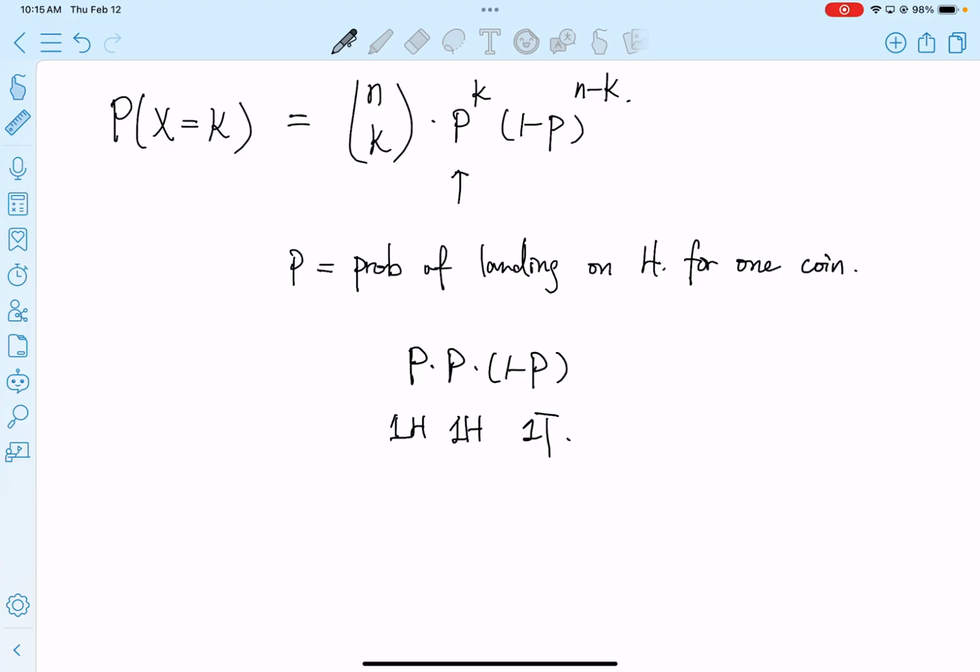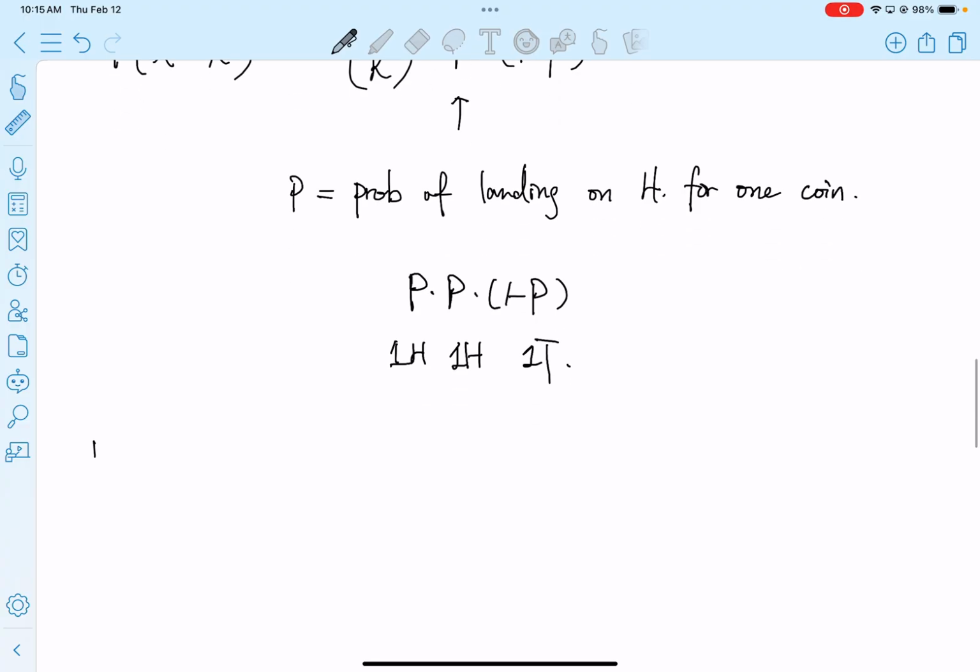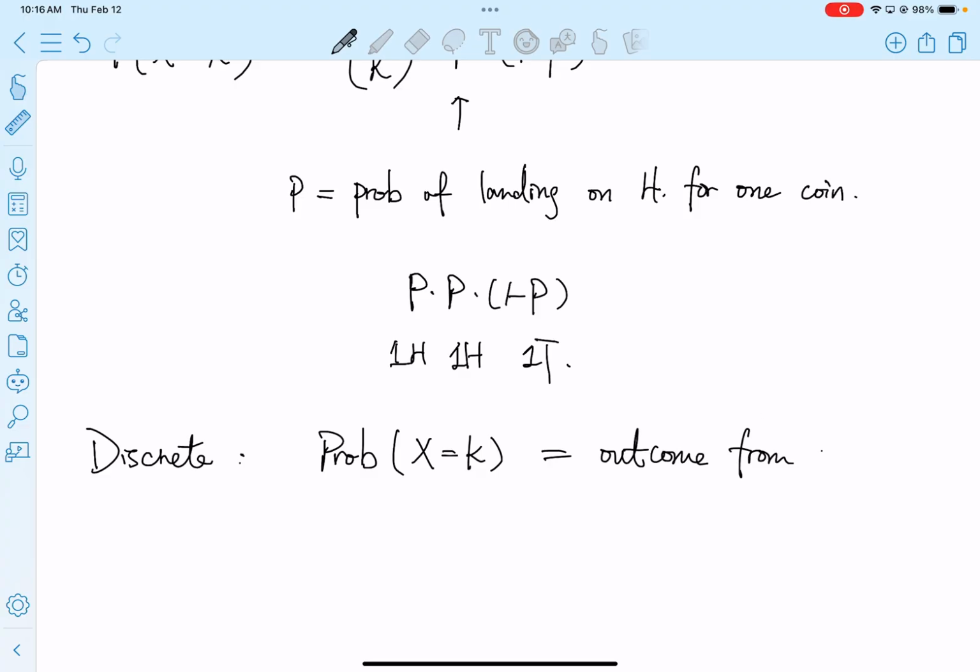So in the discrete case, the probability for the thing x that you want to measure being equal to something is exactly the outcome from the probability mass function.